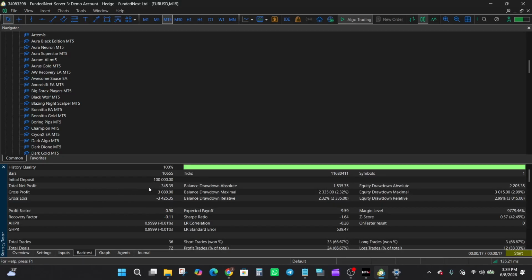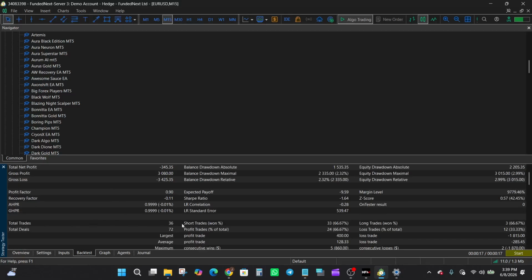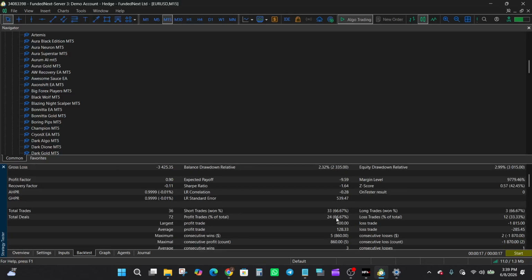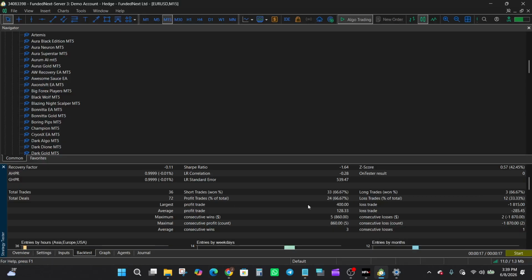From a $100,000 initial deposit, we had a total net profit of negative $345.35. The total trades taken were 36, short trades were 33, with a 66.67% win rate. Long trades were three with a 66.67% win rate. The largest profit was $400, the largest loss was $1,815. Average profit was $128.33, average loss $285.45. So this tells me that the risk to reward ratio is pretty bad, judging from the average profit and average loss.